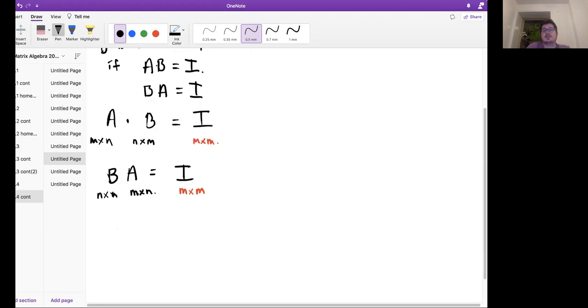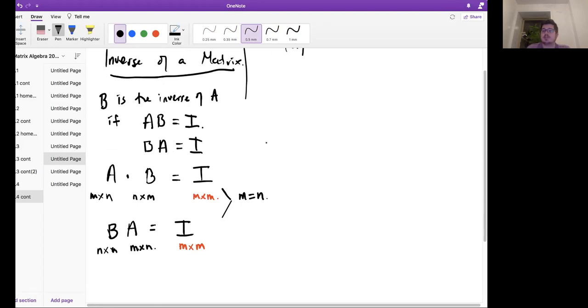See that it only works if m is equal to n. I want the same matrix that pops out, the I matrix. I require these things to be square. So this only makes sense in square matrices.